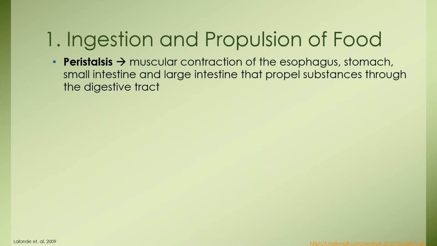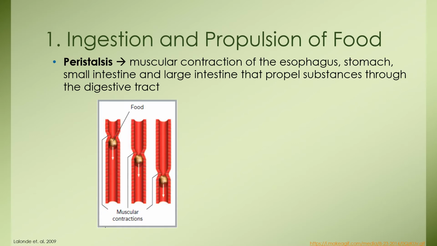And peristalsis is a muscular contraction of the esophagus, stomach, small intestine and large intestine that propels substances through the digestive tract. So peristalsis is the muscular contraction. So the muscles contract in the esophagus, stomach, small intestine and large intestine to help the food to move down. Okay, through all the digestive tract. So here the muscle contractions make the food move down through all the digestive tract.